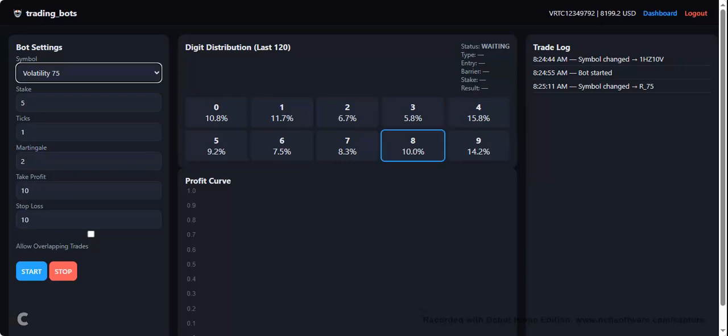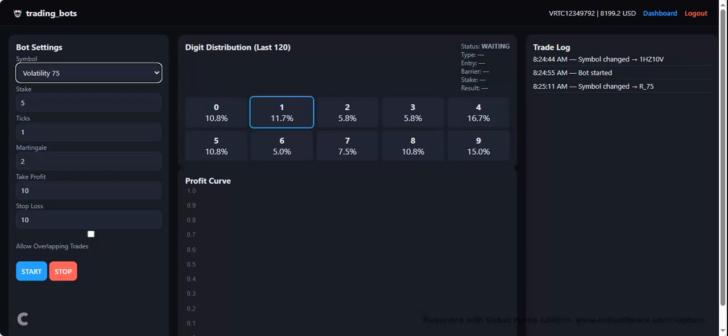lock in gains. The Over 2/Under 7 Speed Bot operates by continuously monitoring the statistical behavior of last digit outcomes within a rolling 120-tick dataset. By analyzing how frequently digits fall within the 0-2 or 7-9 ranges, the bot identifies probability imbalances that may indicate short-term opportunities in fast tick markets.